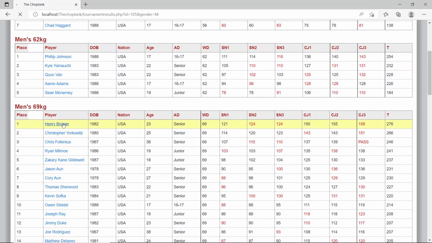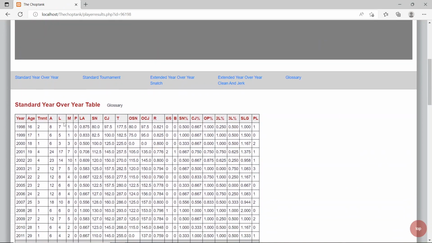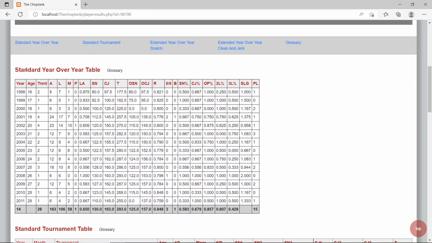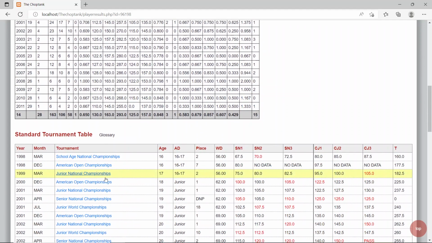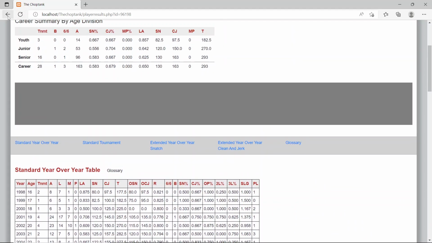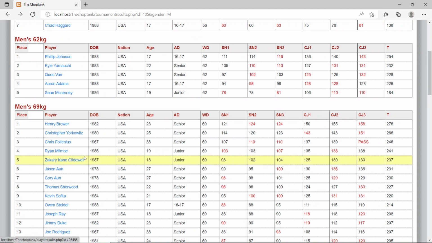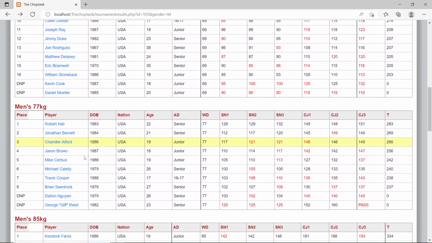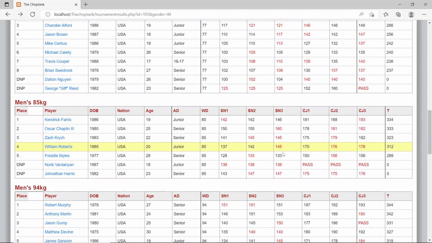For example, we can go to Henry Brower, which shows all of the tournament data, the standard year over year table, which is the descriptive statistics for Henry Brower over his 14-year career, and again, all of the tournament results that he competed in. We can go back to 2005, continue to scroll down, and pretty much select any athlete we want. For example, we can go to Kendrick Ferris, who had beaten by 1 kilogram the great Oscar Chaplin III, the late Oscar Chaplin III.